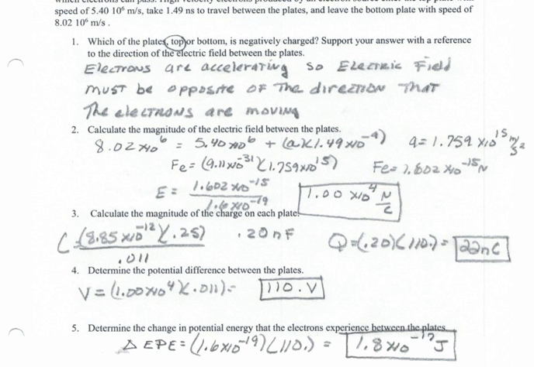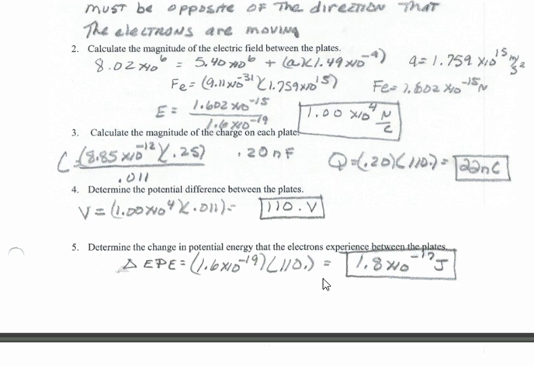We can definitely do the change in electric potential energy between the plates. Because if we know the voltage, voltage is equal to E times d from question 4. Here's my volts, there's the distance between my plates. All I gotta do is take that 110 voltage difference between the plates and multiply it by the charge of an electron and get 1.8 times 10 to the minus 17 joules.